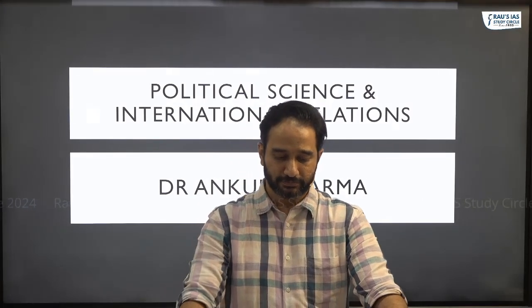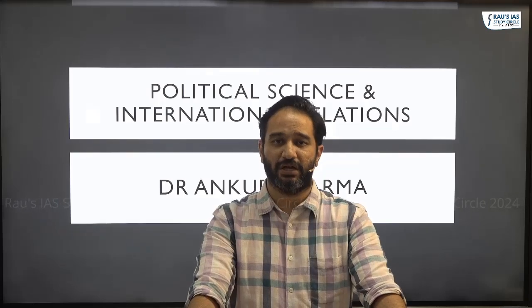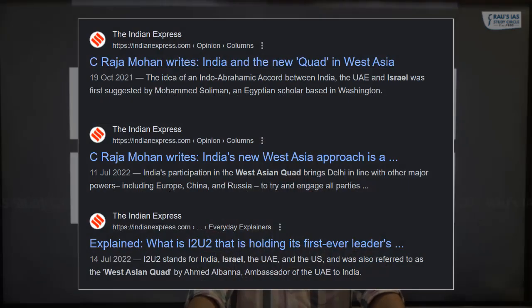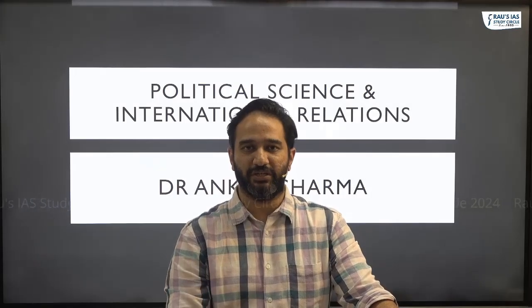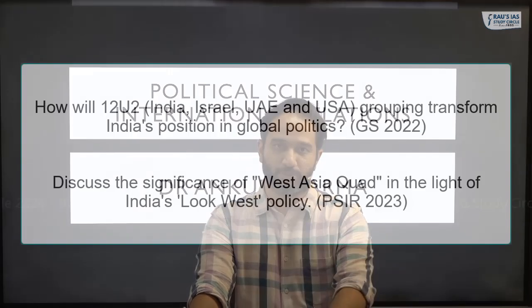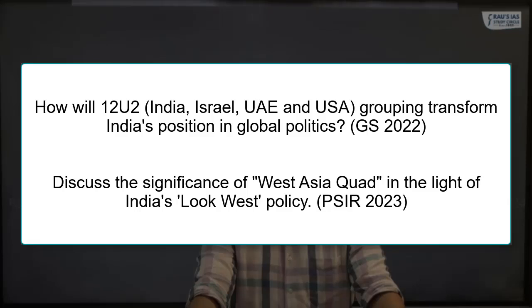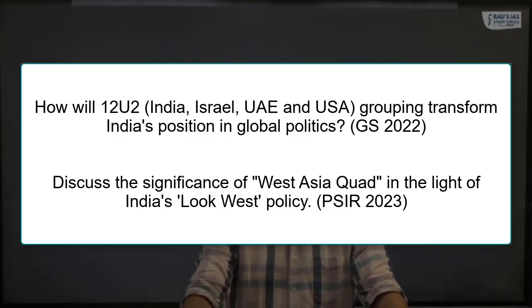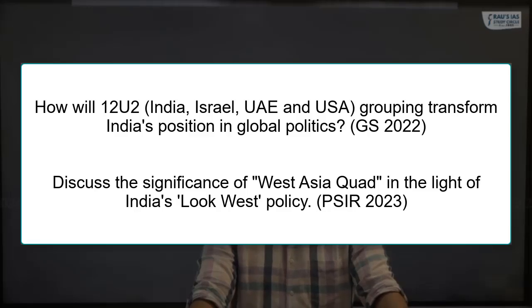Same thing happened with I2U2. I2U2 was formed in 2021, which is also known as the West Asia Quad. It has Israel, India, UAE, and the United States. Within GS, this question was asked in 2022. One year later, in 2023, the West Asia Quad or I2U2 was asked in the political science examination.